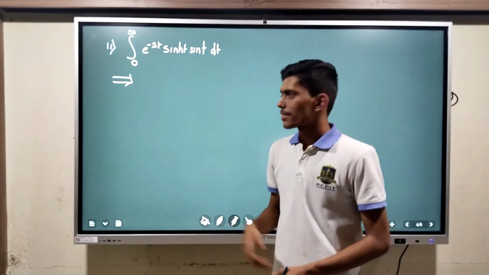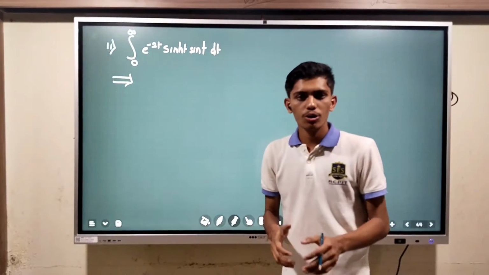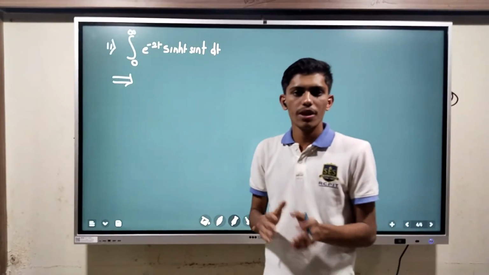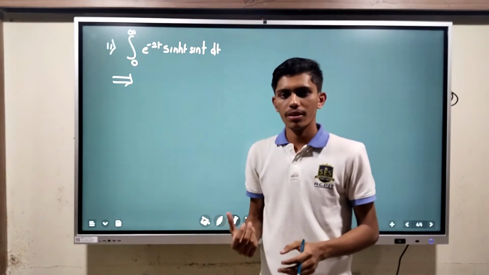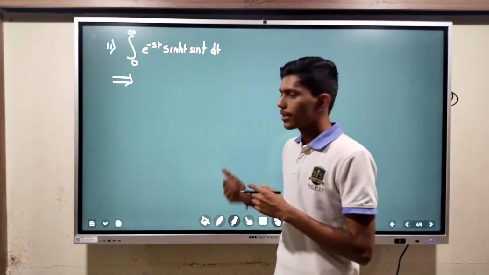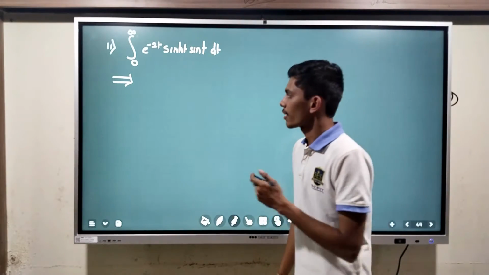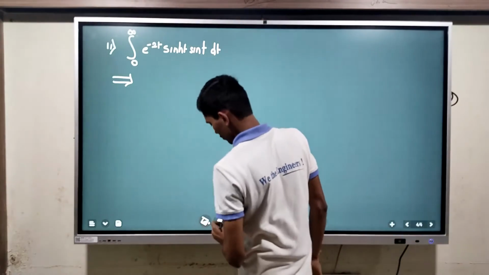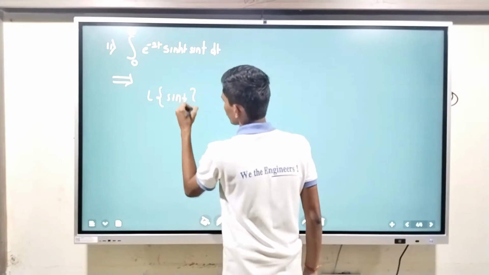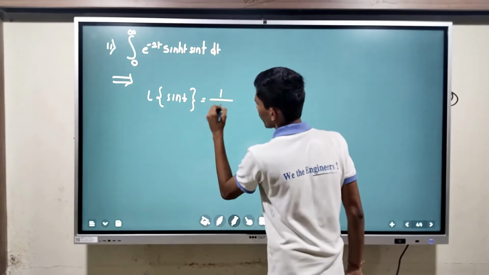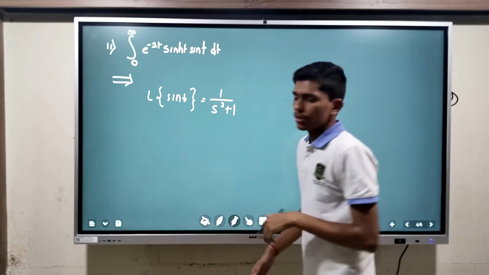Now let's take a second example of Laplace transform. We all know about the Laplace transform of sine of at. It is nothing but a upon s square plus a square. Let's put here a equal to 1. Then Laplace transform of sine of t is equal to 1 upon s square plus 1.